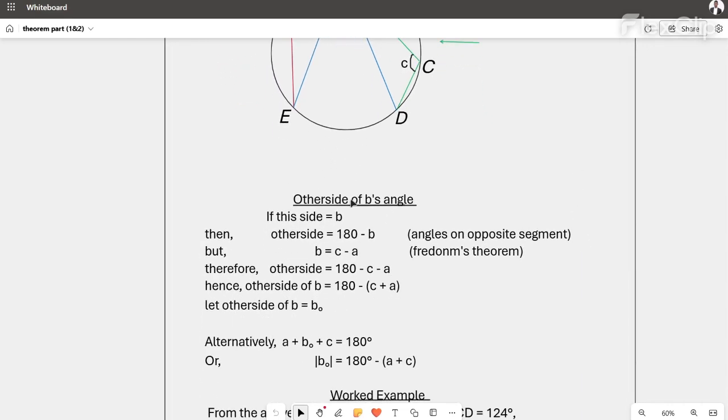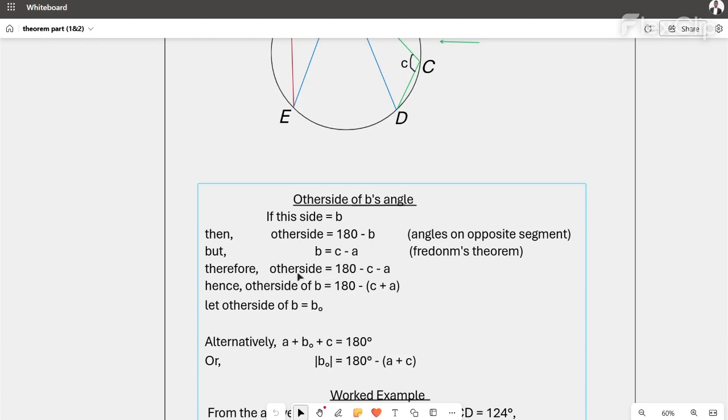So let's get started. If this side is equal to B, then the other side is equal to 180 minus B. Why? Because they are angles on opposite segments. Angles on opposite segments are supplementary, as we know from our basic geometry. But B is equal to C minus A. That is from Fredom's theorem. From our previous video, we proved that B is equal to angle C minus angle A. So that's from Fredom's theorem.